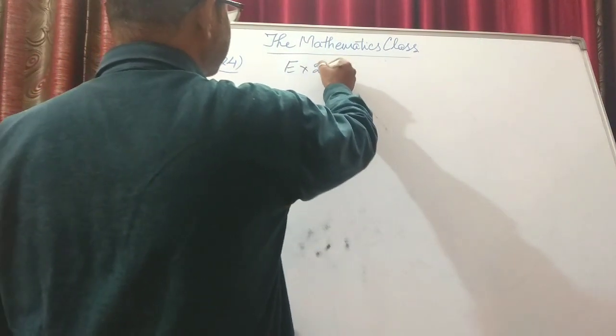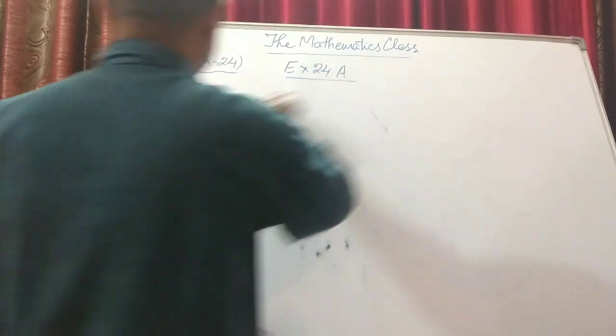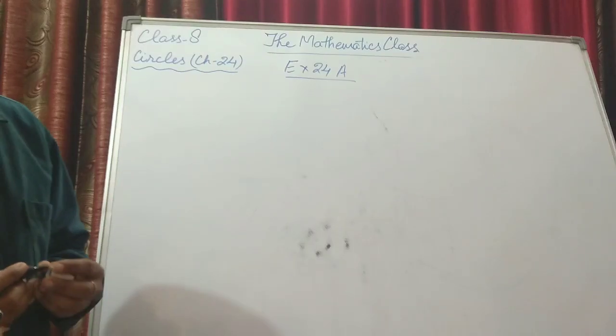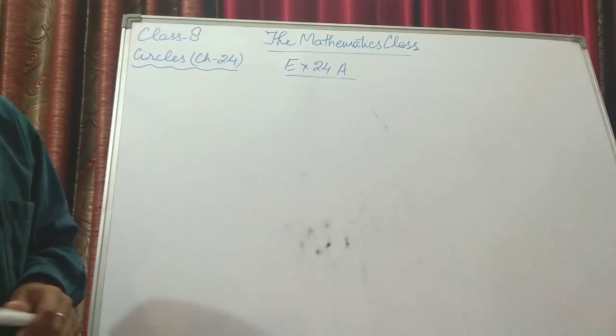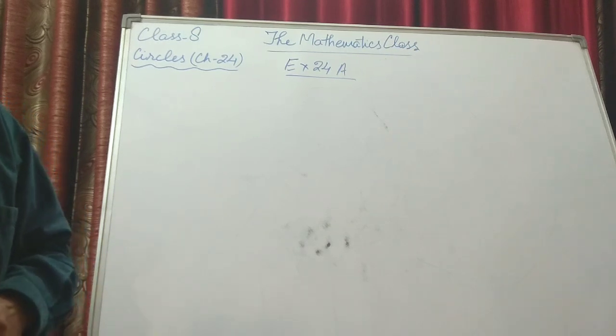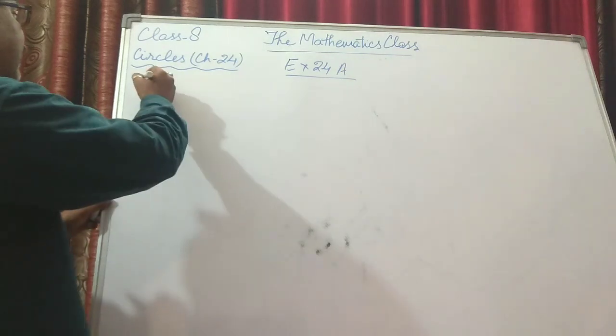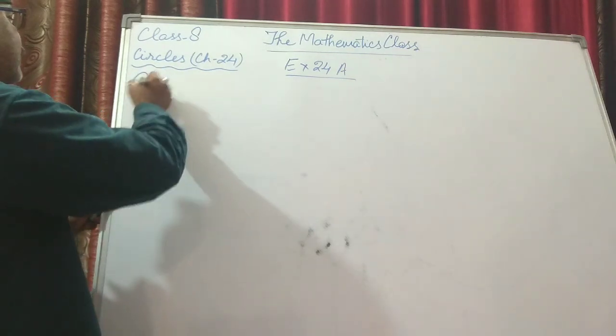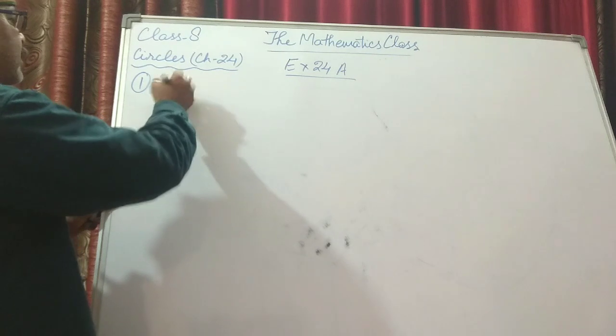Exercise 24A. First question is: calculate the length marked by X in each of the following diagrams. O is the center of the diagram. There are three diagrams, and I will be doing the second part and the third part.